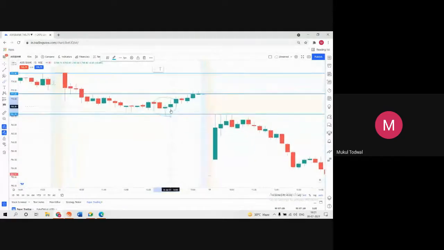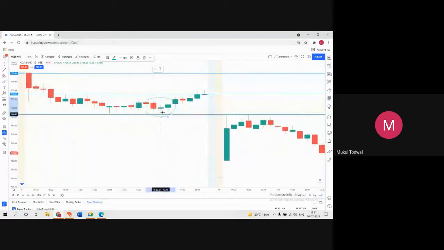See over here, the lower body is greater. That is why this is known as a hammer. A doji with a lower shadow that is high is known as a hammer. Whereas if the upper shadow or upper tail of this candle would have been greater, then this would have been known as an inverted hammer.